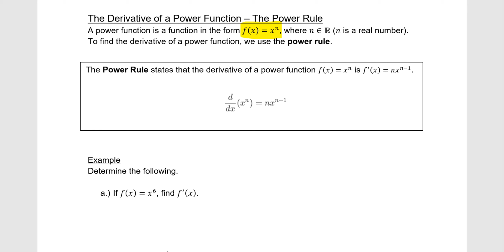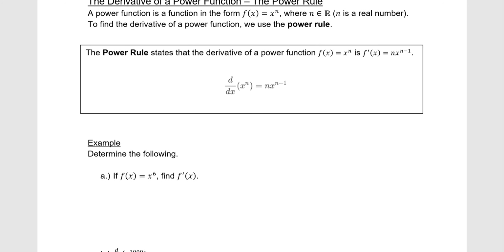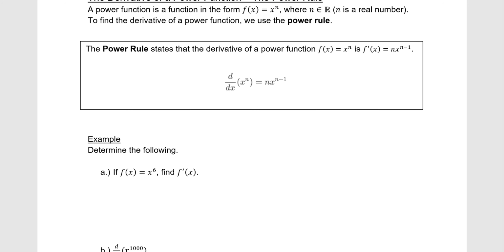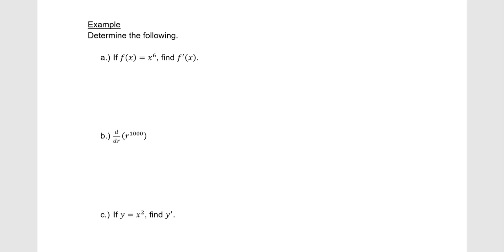The power rule tells us the derivative of x to the n equals n times x to the n minus 1. The way that I'm going to be reading this off when I'm doing these questions is: you have x to the n, you're going to multiply the exponent out front, and then you're going to subtract 1 from the original exponent. Okay, so that's how I'm going to be reading this. This is the power rule, very, very important. So let's do a couple examples.